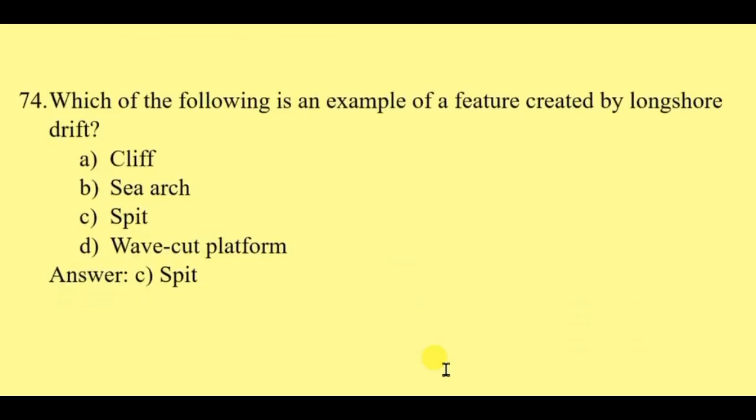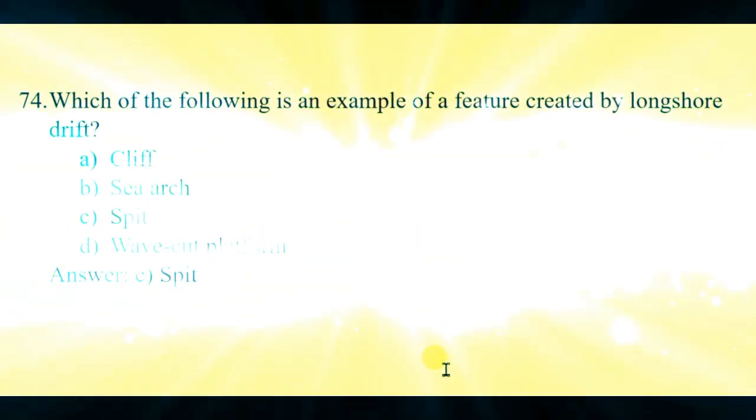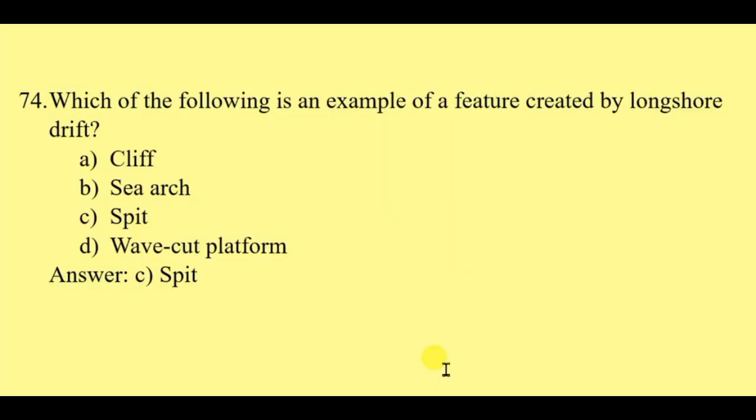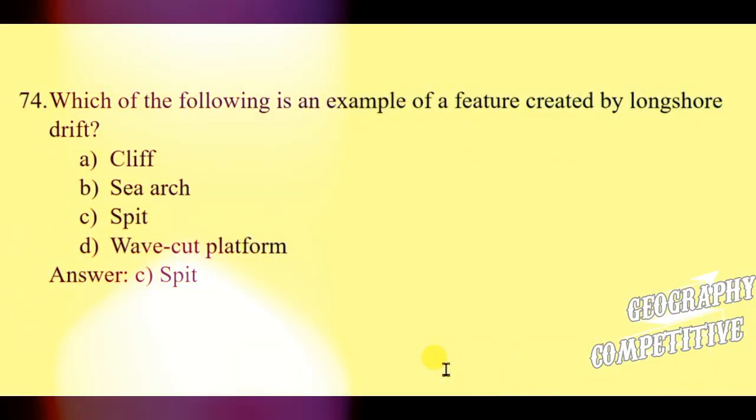Question 74. Which of the following is an example of a feature created by longshore drift? Cliff, sea arch, spit, wave cut platform. Here the correct answer will be spit. It is a depositional landform.